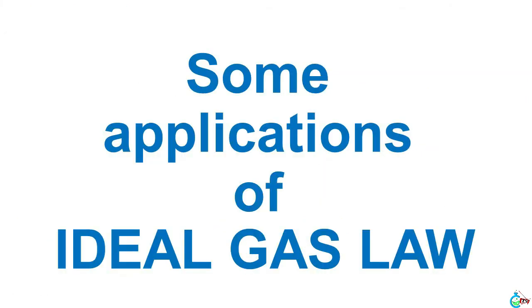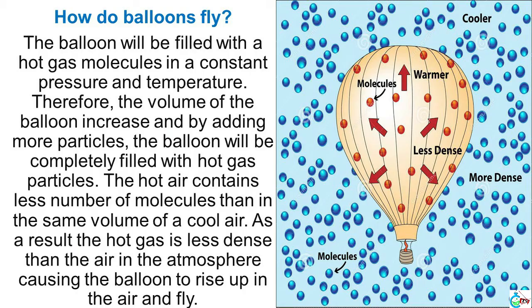Some applications of the ideal gas law. How do balloons fly? The balloon will be filled with hot gas molecules at a constant pressure and temperature. Therefore, the volume of the balloon increases, and by adding more particles, the balloon will be completely filled with hot gas particles. The hot air contains fewer molecules than the same volume of cool air. As a result, the hot gas is less dense than the air in the atmosphere, causing the balloon to rise up in the air and fly.